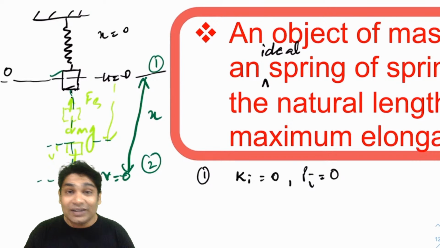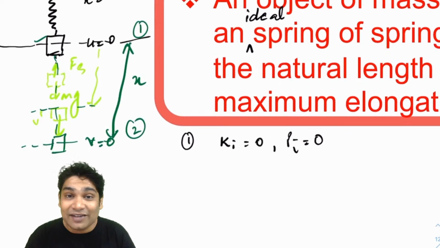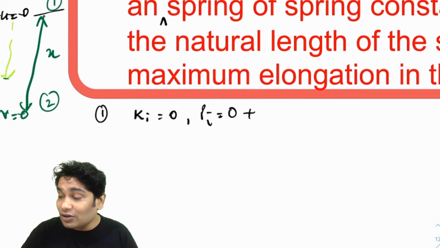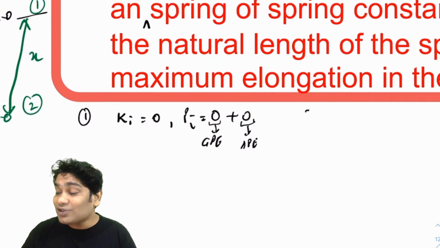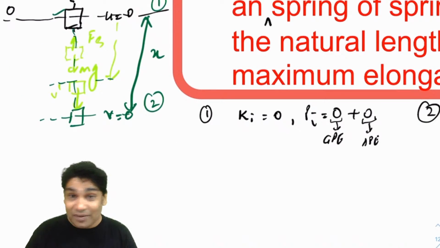Now you also know that the initial elongation is 0, and for springs we also take that as the 0 reference point of potential energy. So I get the answer 0 for both. This is gravitational PE and this is spring PE. Both are 0 initially. Now let's talk about situation number 2. In situation number 2, my block has come to a halt instantaneously, at least for that instant.